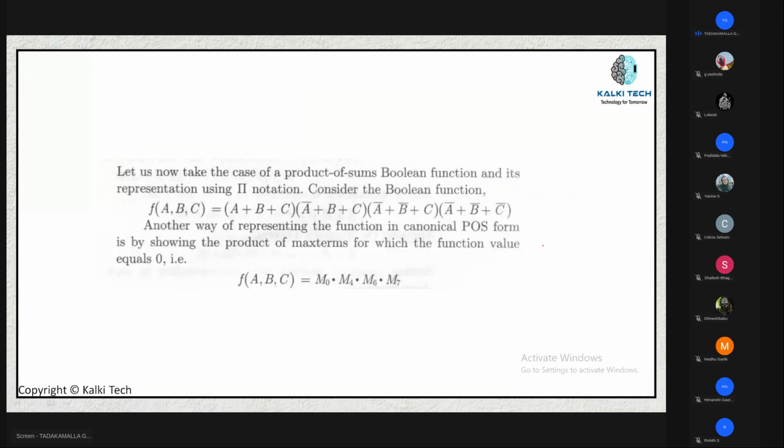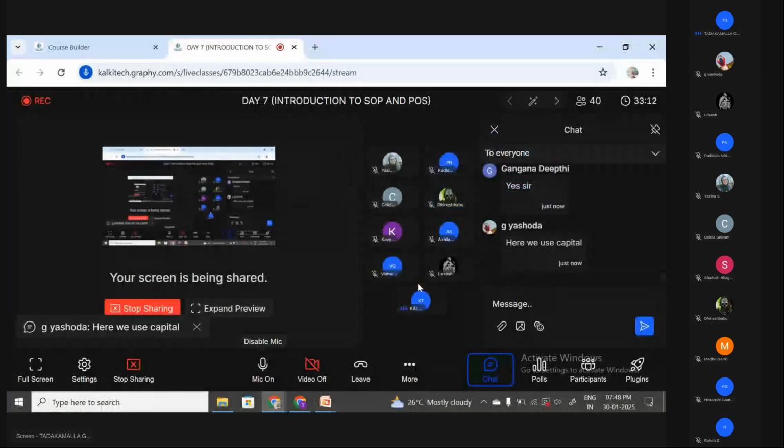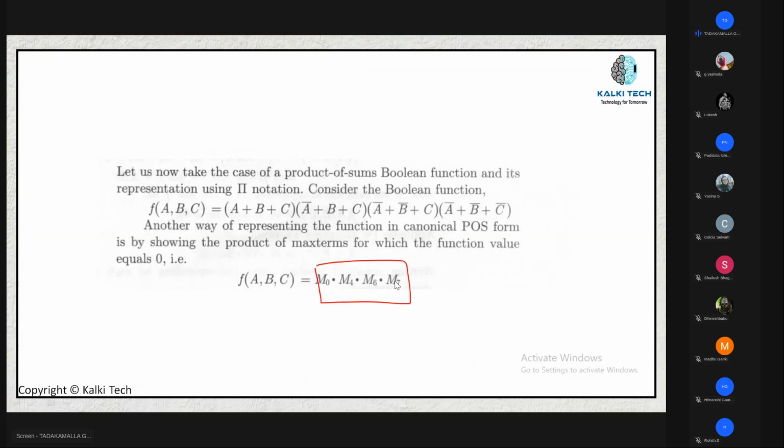Similarly, if we have an expression like a plus b plus c and so on, we can write it in the form of max terms. M0 dot M4, not plus, because it is a POS form. We are going to use dot: M0 dot M4 dot M6 dot M7. Here we use capital M. Very good.